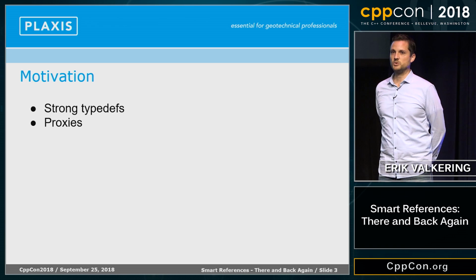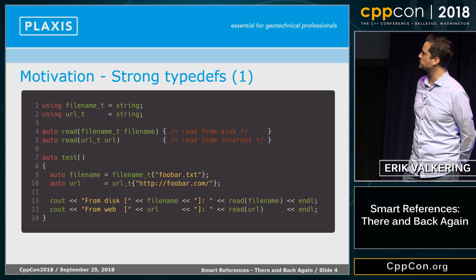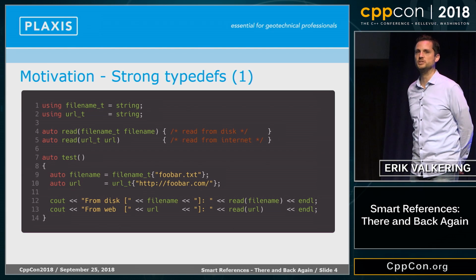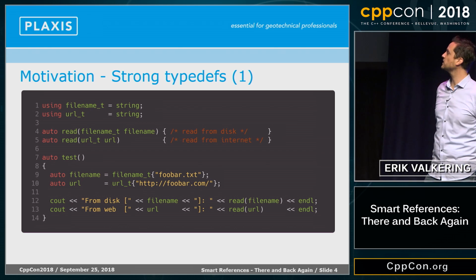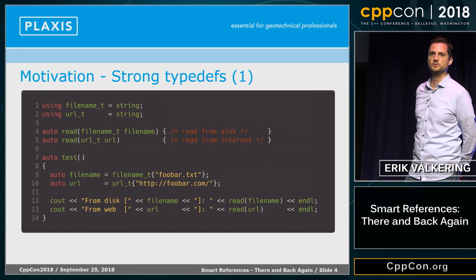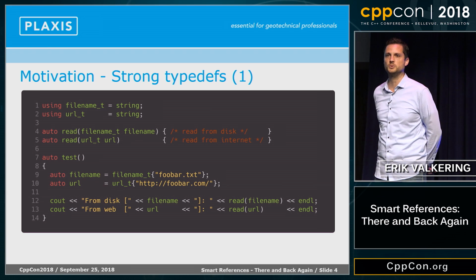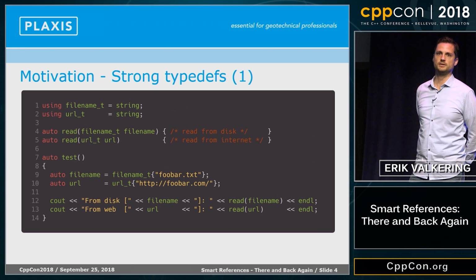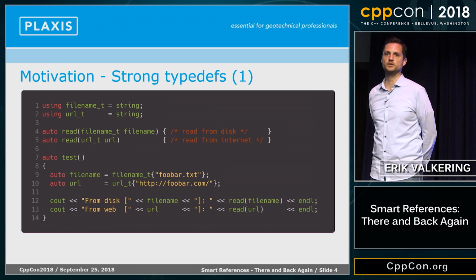Okay, so as a motivation, I would like to discuss two examples. The first one is strong typedefs. Let's say we have a piece of code in which we have two types, a file name and a URL. We want to make everything type safe, so we create two special types for them. In fact, they are just strings. We have defined two read functions that dispatch on the type: one read function for the file name and one for the URL.